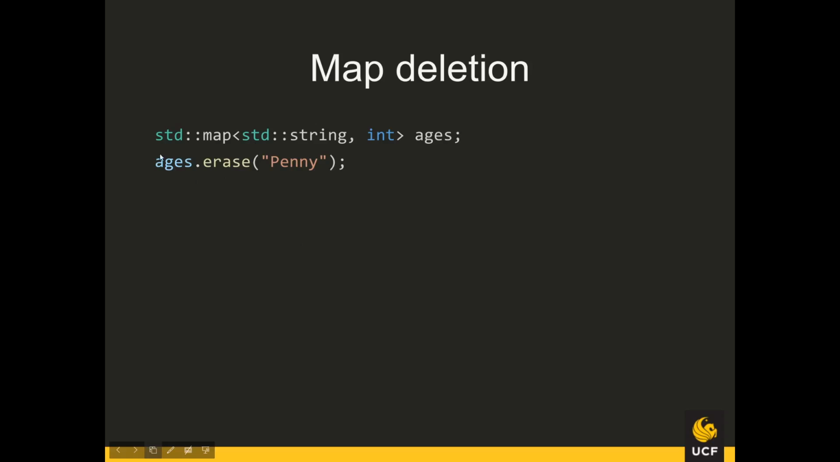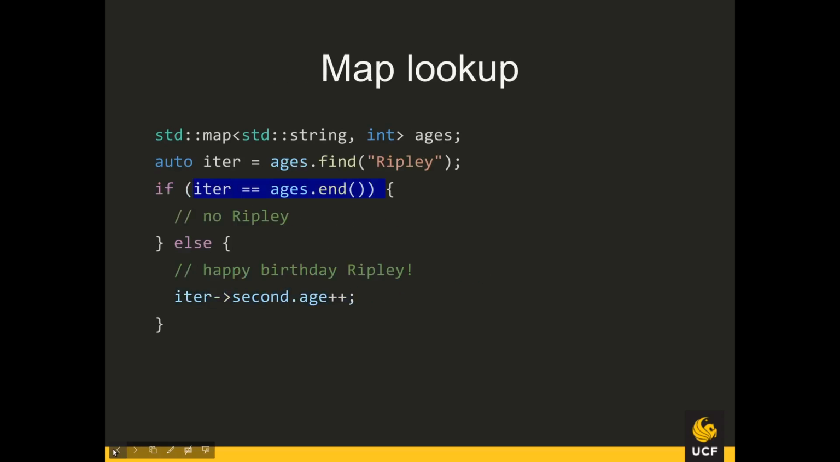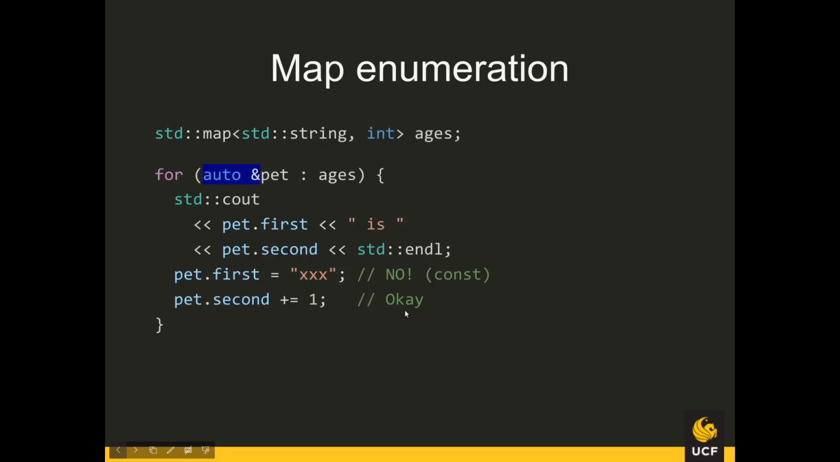If you were in a loop and you had the iterator, or if you had an iterator from find, you could also just pass the iterator here. So if we wanted to delete Ripley here, and instead of having Ripley have a birthday, we wanted to give her away, which I would never do, we could just do ages.erase(iter) here, and then Ripley would be gone from the collection. This requires a little bit of care in loops, which I will talk about next.